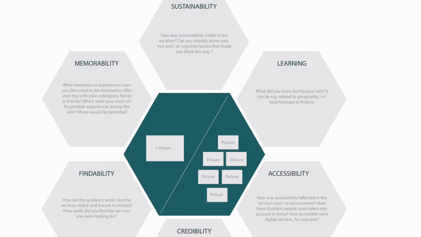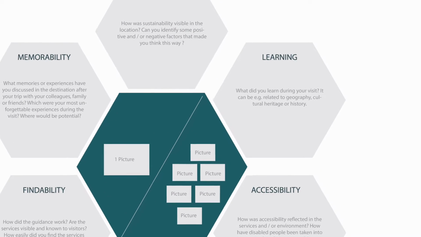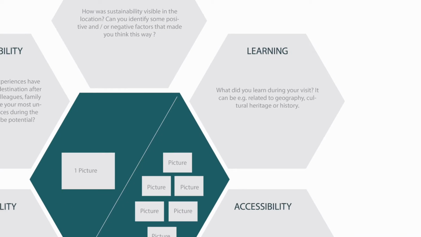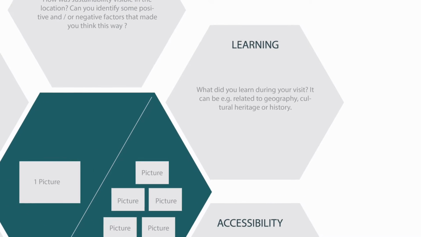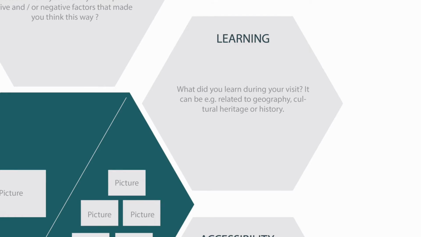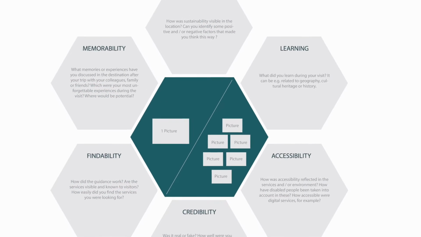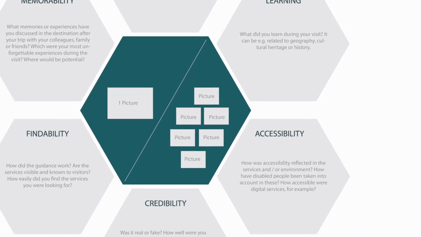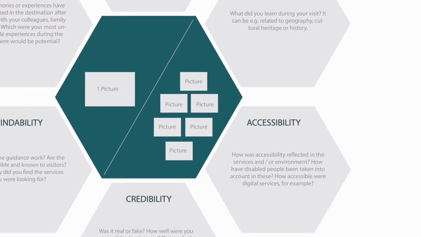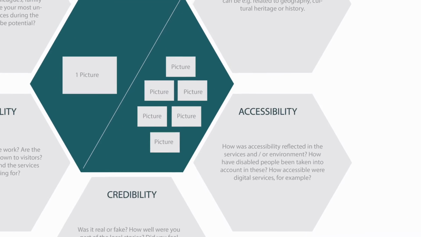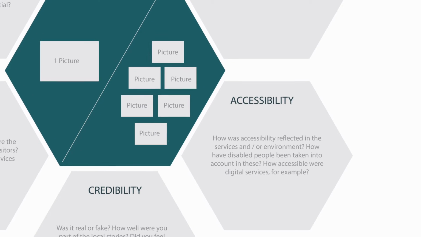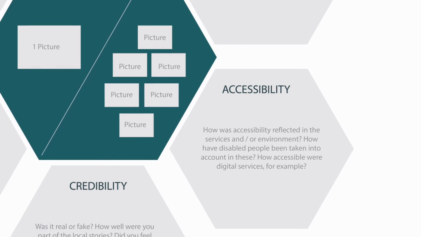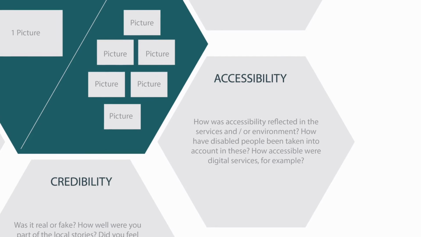Learning indicates what you learnt during a visit. It can be related to geography, cultural heritage, or history. Accessibility tells you how accessibility was reflected in the services and the environment. How have disabled people been taken into account in these? Or, for example, how accessible were digital services?